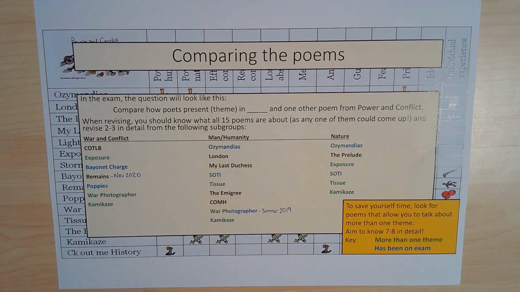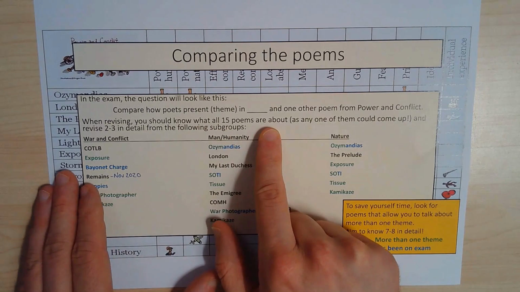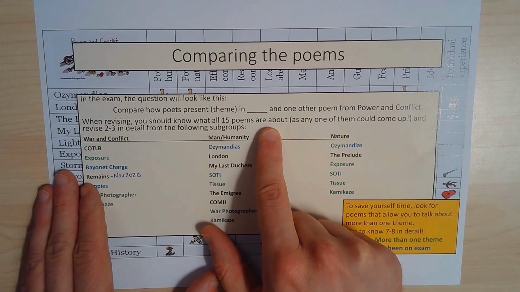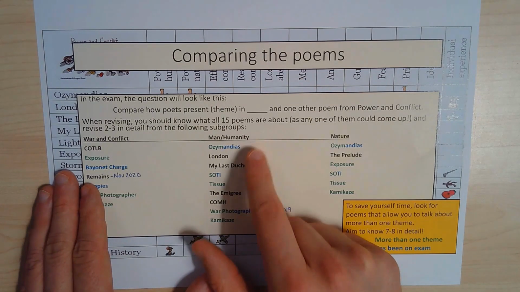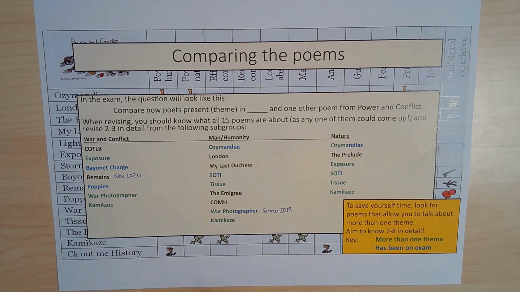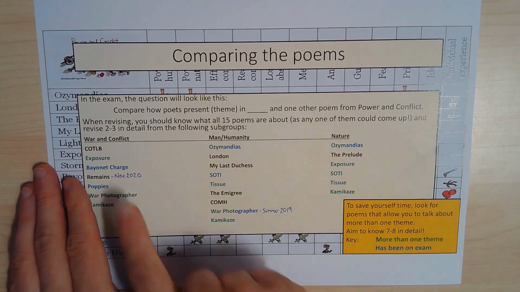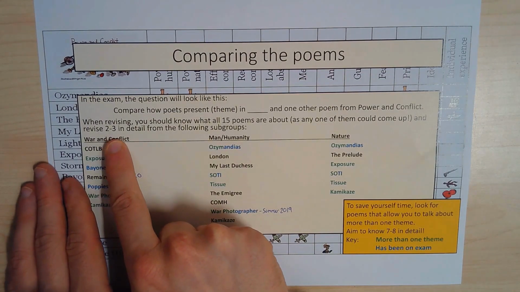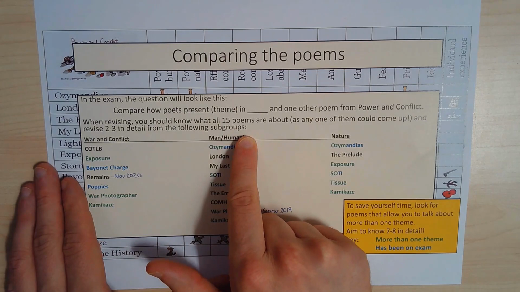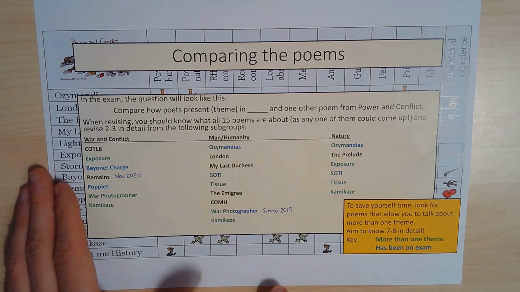So you need to know what all 15 are about, just in case you get one that comes up that you haven't prepared for. And even if you haven't prepared for it, at least you know what it's about, what happens beginning, middle and end, and at least then you can pick out quotations from that poem. And then I would say revise 2 to 3 in detail from the following subgroups. And I'd probably also put on there, I put Kamikaze as well.